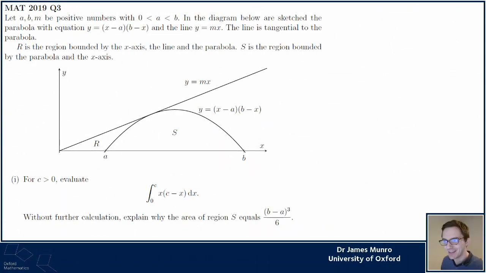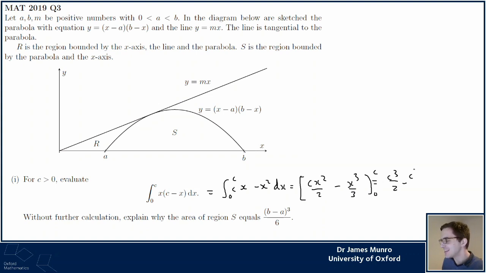Question 3. We're given a parabola, x minus a times b minus x, and a straight line, y equals mx. But first we're told to work out this integral. This is the integral of some polynomials, so we can do this, it's not too bad: minus x cubed over 3 between 0 and c. That's going to be c cubed over 2 minus c cubed over 3, which is exactly c cubed over 6.